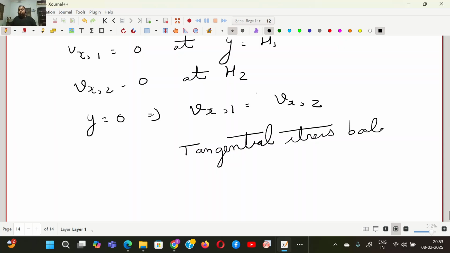So just try this out. This is the governing equation and these are the boundary conditions. I'll tell you the answer in the next class. It's just basic mathematical manipulation, okay?